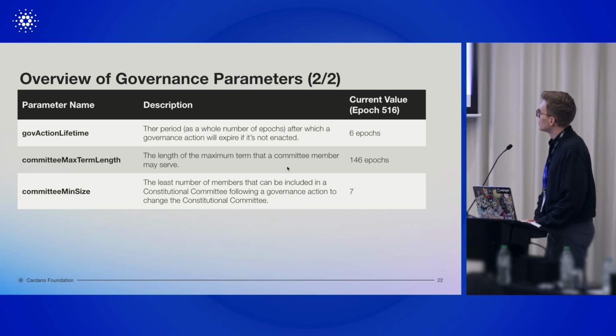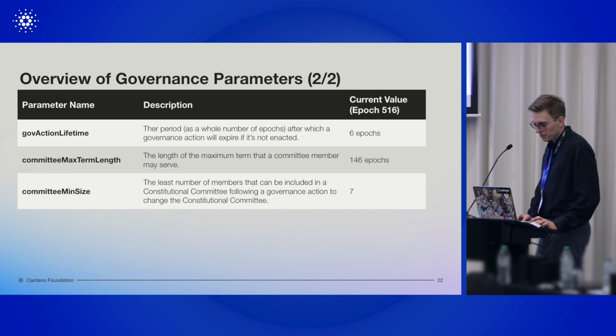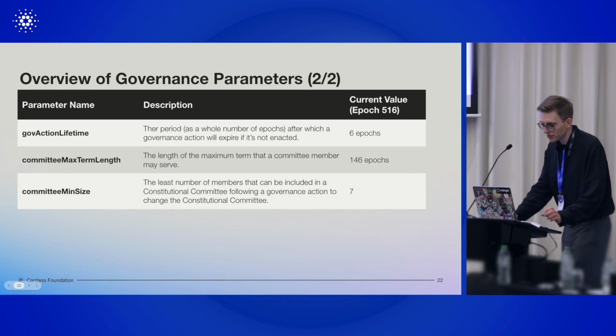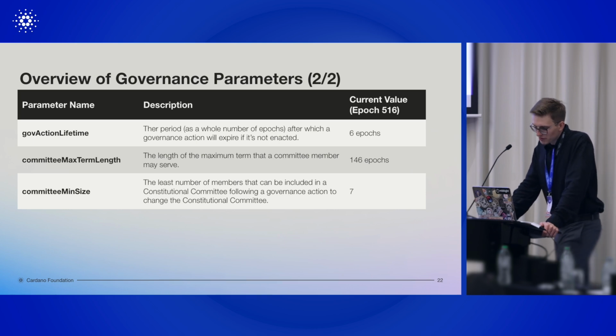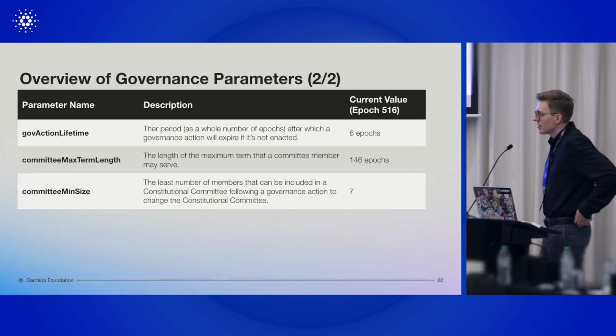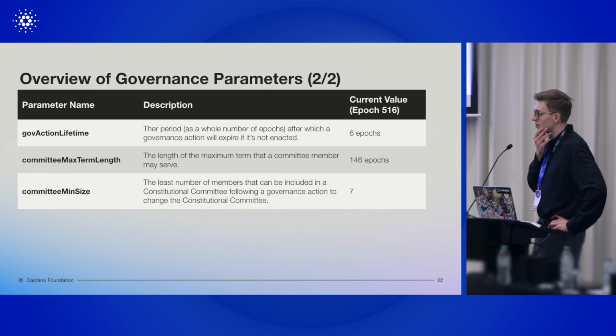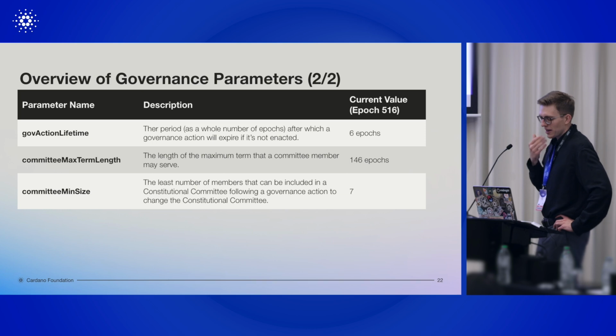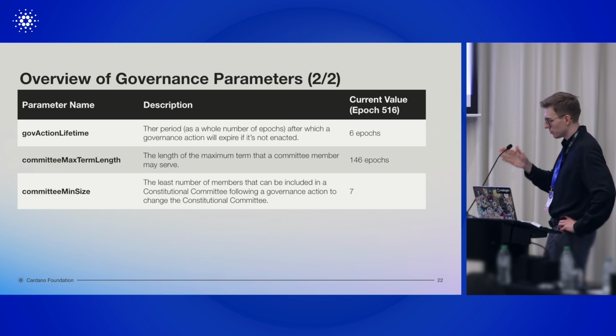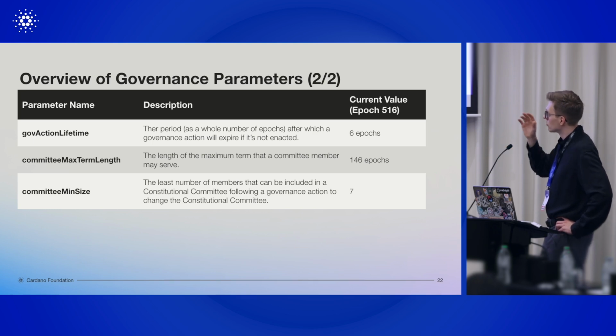Yes, and then the other very important governance parameters are the Gov action lifetime, which defines basically the period as a whole number of epochs after which a governance action will expire if it's not enacted. A Gov action is able to gather support and gather votes for 6 epochs. So after submitting it, it's going to be available for voting for 6 epochs.